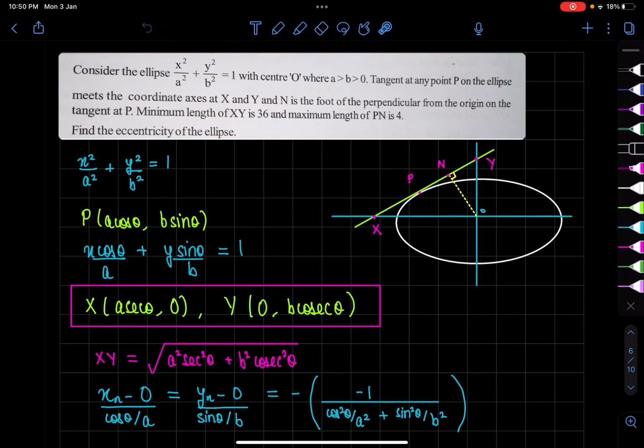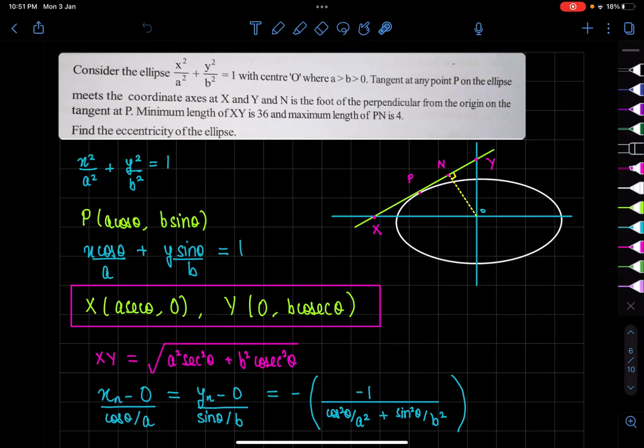Hello everyone. So someone has asked me this doubt. In this question we have been given an ellipse, the standard equation of an ellipse with center O. I'm taking that as the origin, and a is greater than b, so it is a horizontal ellipse. The tangent at any point P on the ellipse meets the coordinate axes at X and Y.